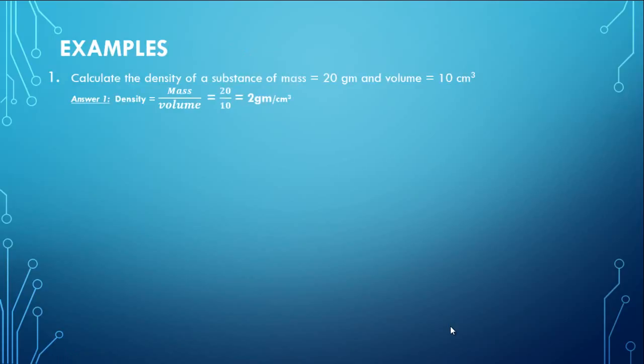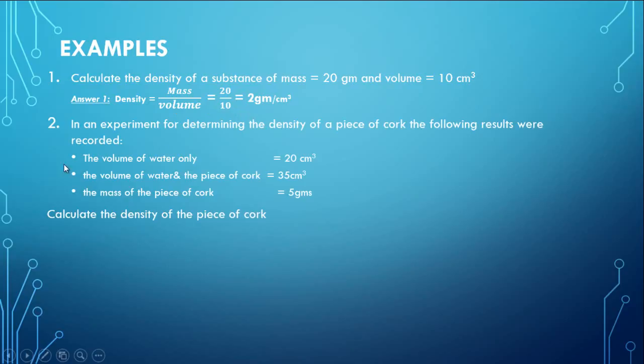Examples. Calculate the density of a substance of mass equals 20 grams and a volume equals 10 cubic centimeters. As we all know before, the density equals mass, which is 20, divided by volume, which is 10. Then the result will be 2 grams per cubic centimeter.